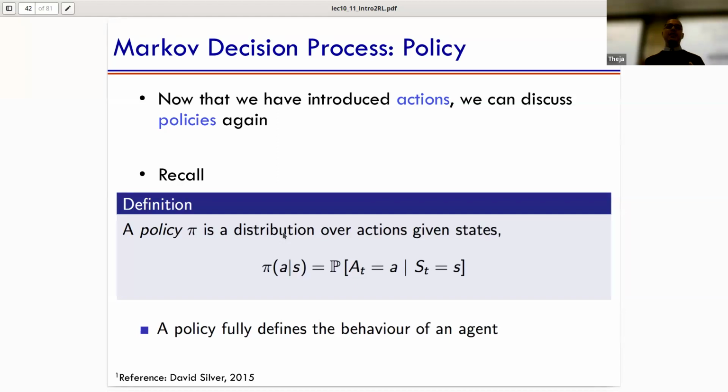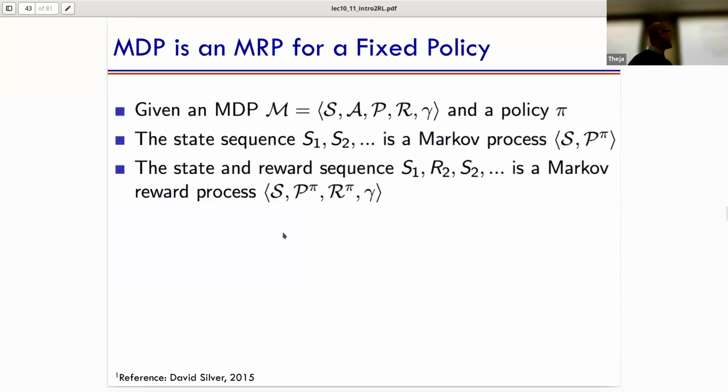Given a policy, we can go back from Markov decision process to Markov reward process. Okay, so what do I mean by that? Given an MDP, which is this collection of objects, and a policy, once the policy is fixed, then we know exactly what actions are going to be taken in every state. Even if there's randomness, we know exactly how we're going to behave in every state.